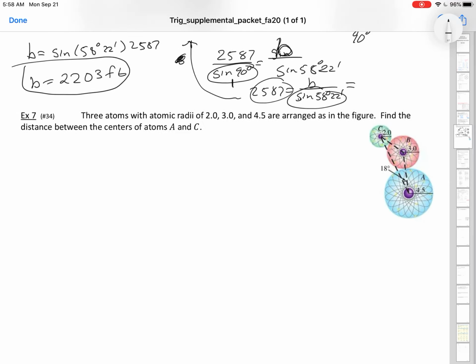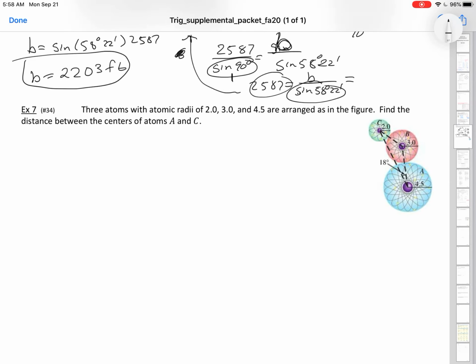Okay, so then we got this nice picture here of a triangle. They have this at least a couple times in the homework. And it says 3 atoms with atomic radii of 2.0, 3.0, and 4.5 are arranged in the figure. Find the distance between the centers of atoms A and C. So they want to know that distance AC. So let me take a moment just to redraw this thing over to the side. Here's A, they have down here. Here's C, and here's B.